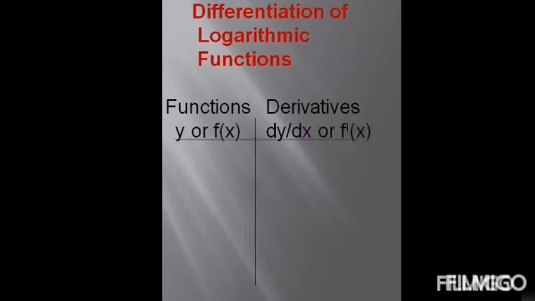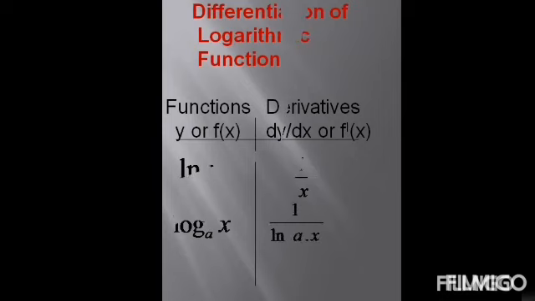Differentiation of logarithmic functions. We have the functions and we have the derivative. The first we'll be looking into here is ln x. Ln x, like I told you, is log to base e. If you find the derivative of ln x, you have 1 over x. And if you have a log to any other base other than base e, say log a x, then the derivative is 1 over ln a times x. Okay, with the derivatives of these functions, let's solve examples.